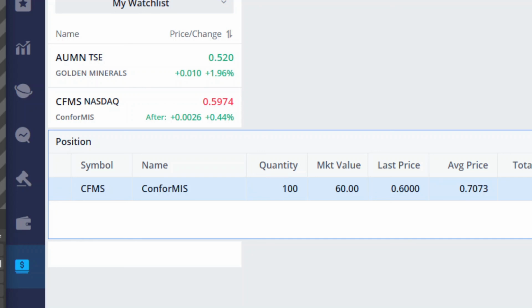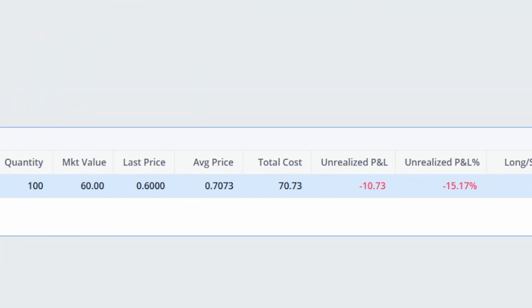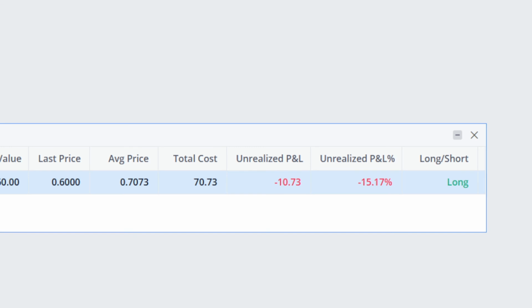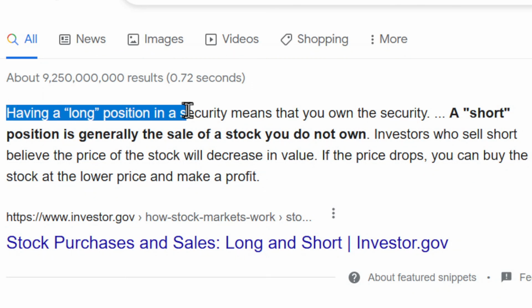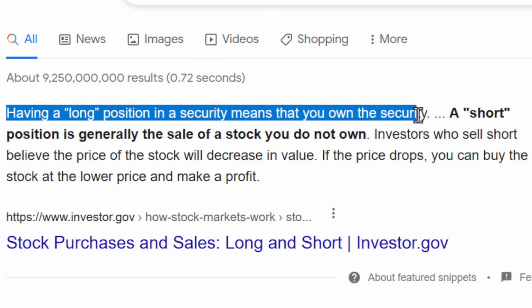All right, so now that we know that we are holding a position in CFMS, the question becomes, what is long and short? And for our case, it's very simple. Having a long position in a stock means you own the stock. And I can tell you right now, for what we're going to be doing, day trading, buying and selling shares, we are always going to be holding long positions, and that's really all you need to know.